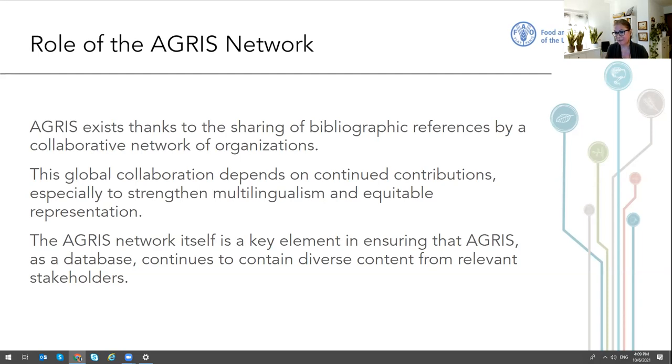The Agris network itself is a key element that ensures Agris as a database and provides the diversity that we are looking for. We have Moldova submitting metadata, Indonesia, and also very small countries that perhaps produce very little per year, the quantities are small, but relevant for us because it's what they are producing there. So this diversity is really one of the main objectives that we have through the Agris network.